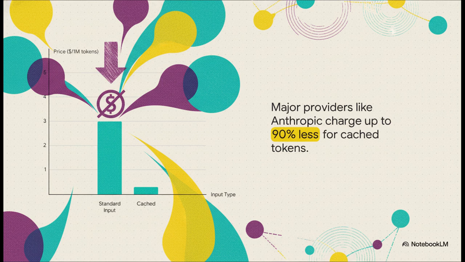Major providers are charging up to 90% less for these cache tokens. The price plummets from $3 per million tokens all the way down to 30 cents. Think about that. At scale, that is an absolutely massive amount of money you're saving.